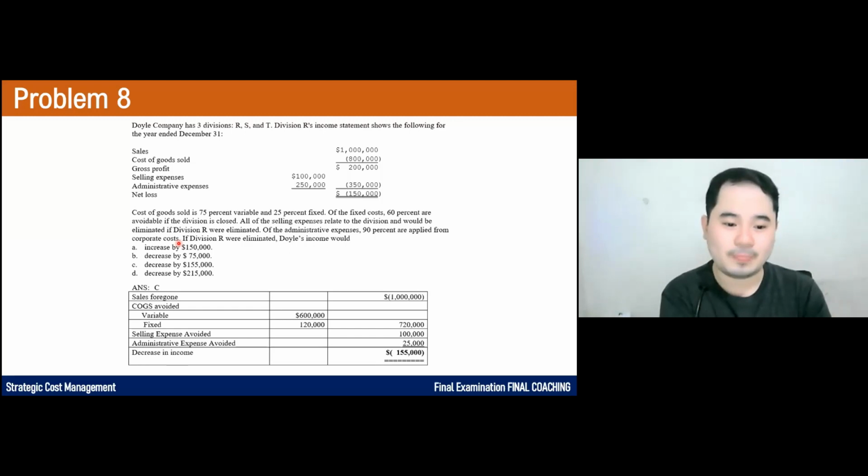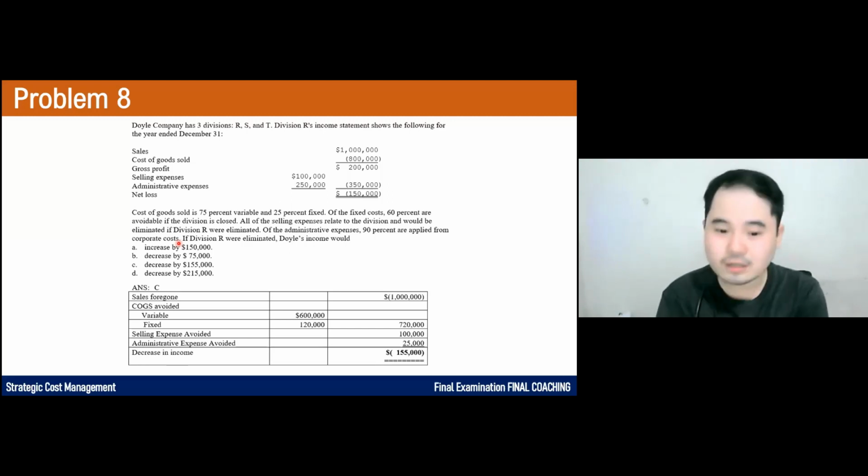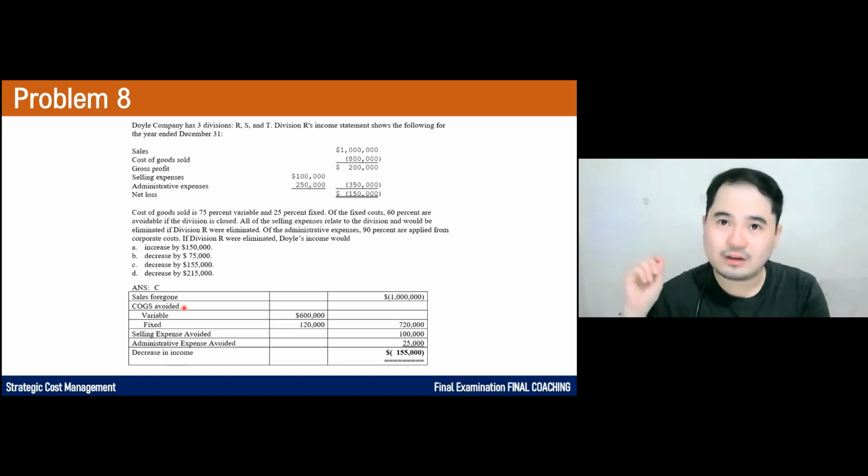Okay, so baka magtampo. Okay, so ang tanong sa atin, kung i-drop natin si Division R, ano po mangyayari sa income ng buong company? Okay? Siyempre, mawawala si sales. So, ang effect niya, negative 1 million agad. Pero may mga ma-avoid ka namang cost of goods sold. So, an avoidance of a cost is a positive amount. Bakit? You avoided a gastos. When you avoid a cost, it's actually positive.